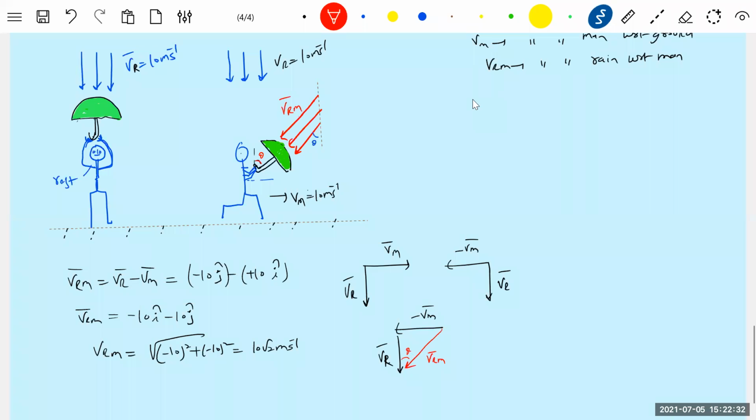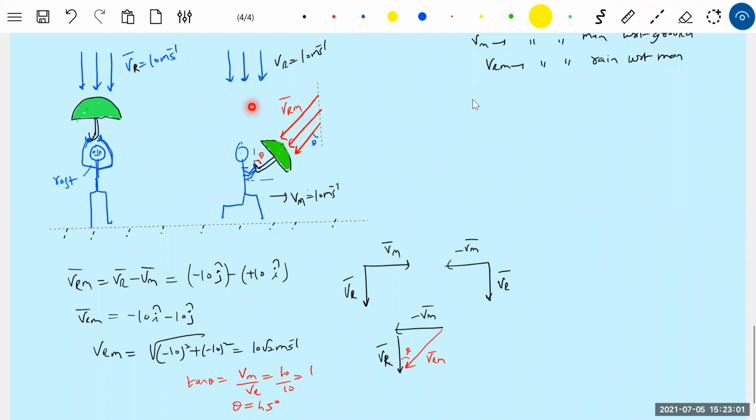Now what is tan theta? Tan theta equals Vm by Vr, which is 10 by 10, that is 1. So what is theta? Theta will be 45 degrees. So how much should it tilt? It should tilt by 45 degrees with respect to the vertical. It was earlier held vertically. Now as he starts moving at 10 meters per second, he should tilt it by 45 degrees. Then you can avoid the wetting totally.